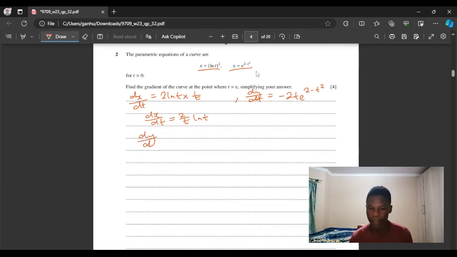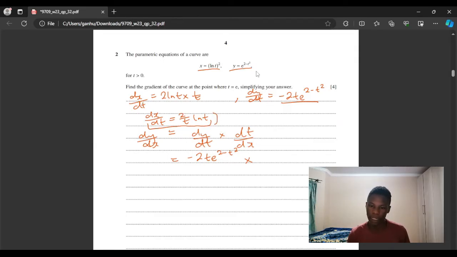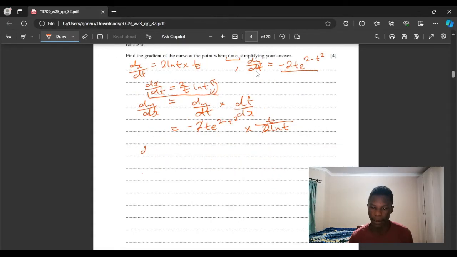So let's make a chain rule for dy/dx. dy/dx is equal to dy/dt multiplied by dt/dx. So dy/dt in this case is our -2t e to the power 2 minus t squared multiplied by dt/dx. So we have dx/dt over here. What we can do to find dt/dx is to simply flip the fraction, so the numerator becomes the denominator and vice versa. So this would become t over 2 ln t. Okay, so this means that dy/dx is equal to t times t, which is t squared. Don't forget the negative sign over here, times e to the power 2 minus t squared over ln t.